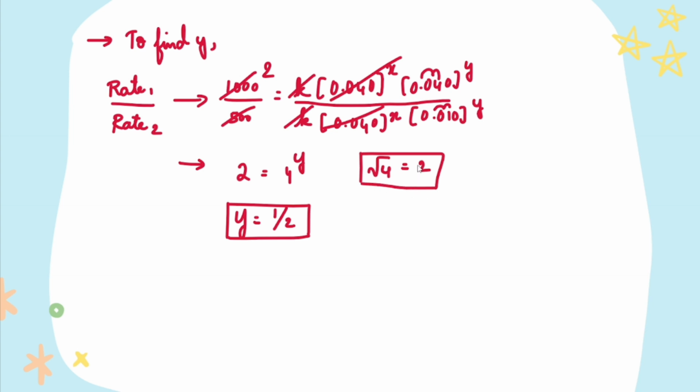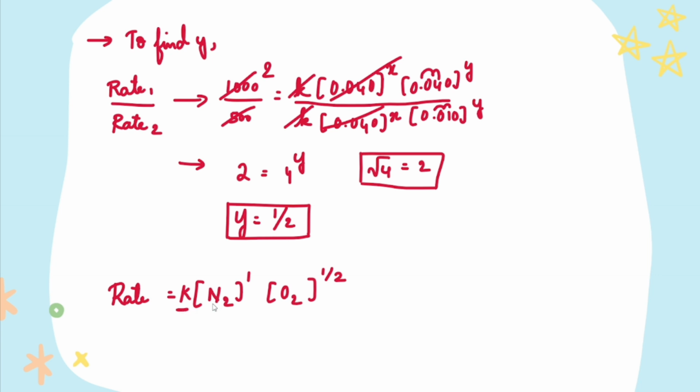So now we have found the value of x and y. Now we can write the rate law for this reaction. So what will be the rate law? It will be k into concentration of N2 to the power x, concentration of O2 to the power y. So by substituting the value of x and y here, x will be equal to 1 and y will be equal to 1 by 2. So this will be the rate law. Now by using this rate law, we can find the rate constant, that is the value of k, very easily.